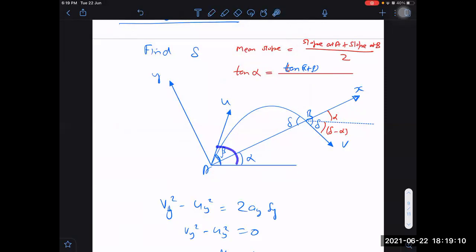Because clockwise angles are positive, but anti-clockwise angles are negative. Sorry, sir, anti-clockwise are positive, but clockwise are negative. Yes, reverse, yes. So minus tan delta minus tan of delta minus alpha, divided by 2. Just one equation and we get delta.